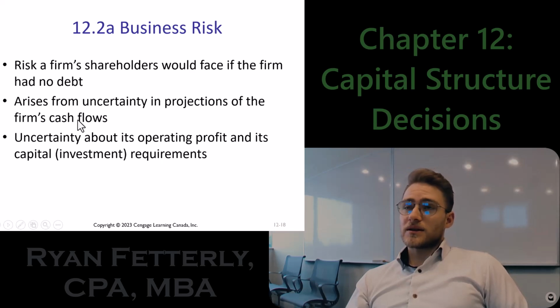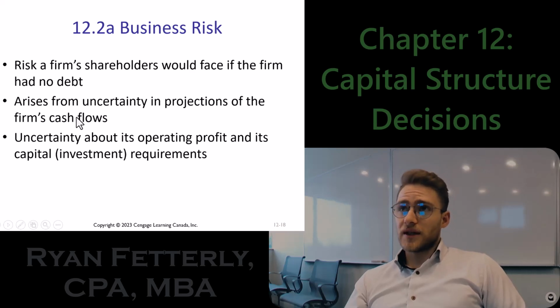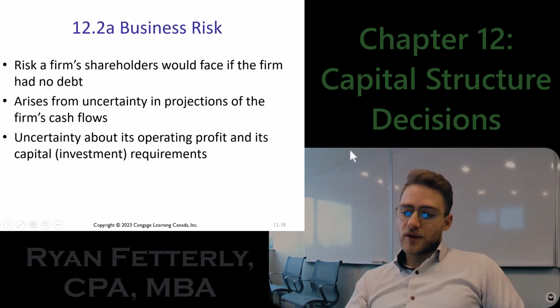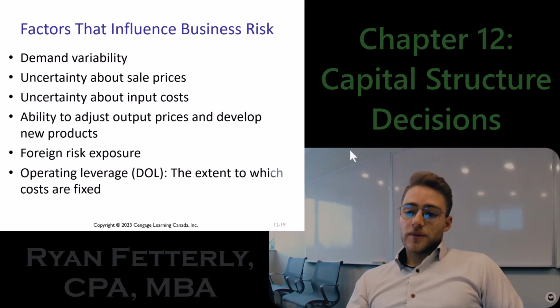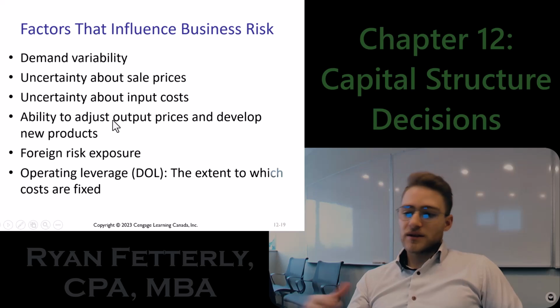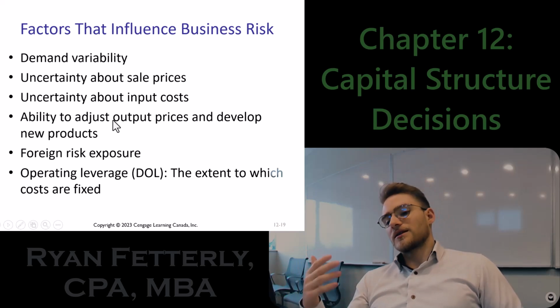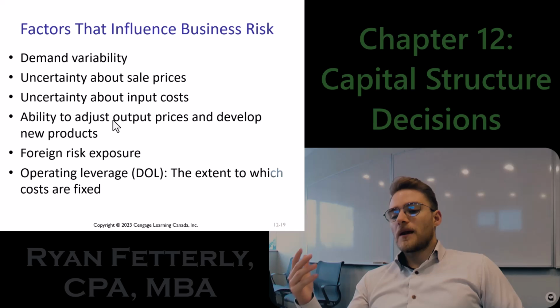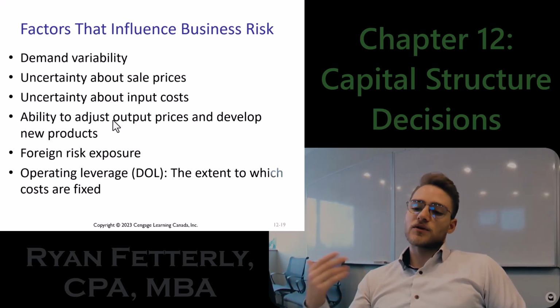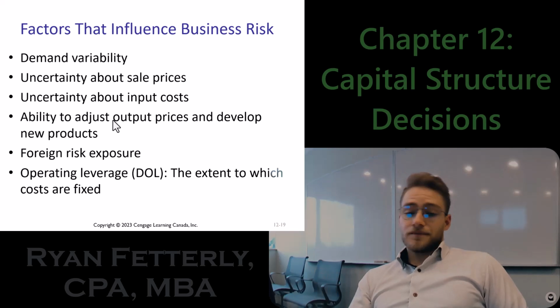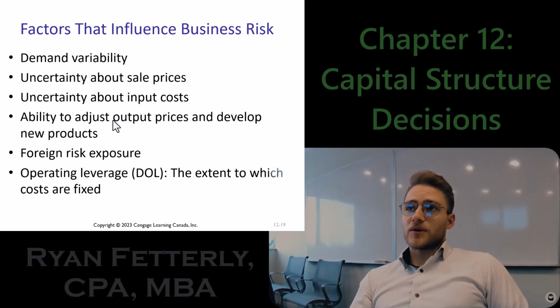Sometimes things go wrong, sometimes you have really strong competitors, sometimes you just get beat, right? That's business risk. There's always uncertainty about its operating profit and its capital investment requirements, right? So there could be variability in consumer demand, uncertainty about sales prices, uncertainty about input costs. There are so many different things, foreign risk exposure, that impact the business and therefore impact business risk, right?